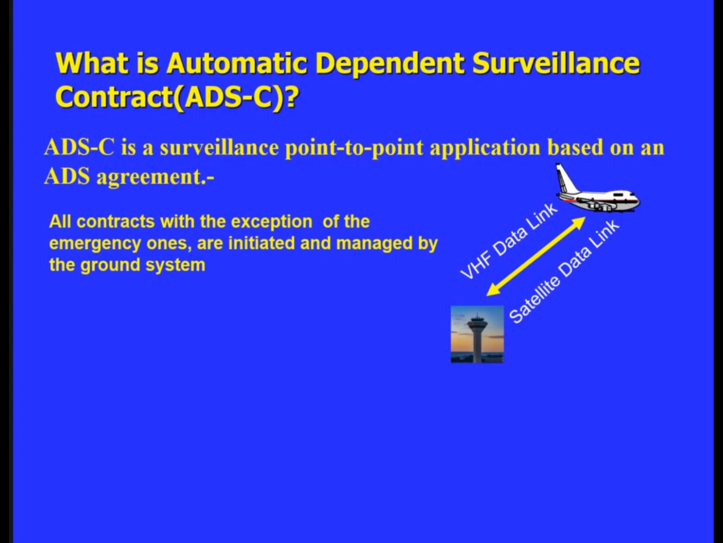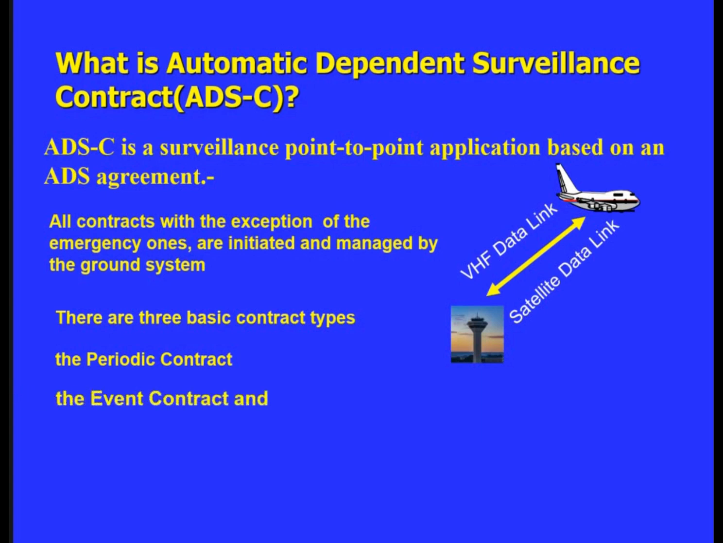Now, all contracts, with the exception of the emergency ones, are initiated and managed by the ground system. There are basically three contract types: the periodic, the event contract, and the demand contract.